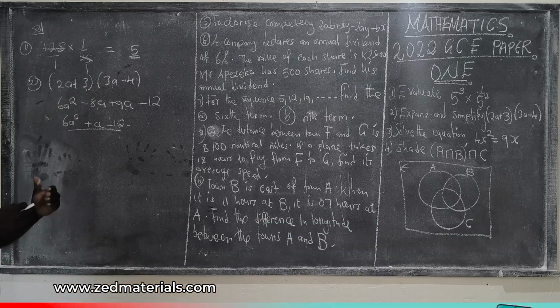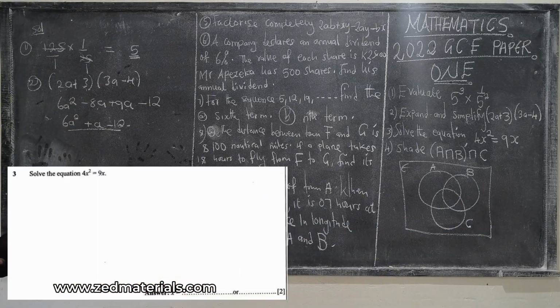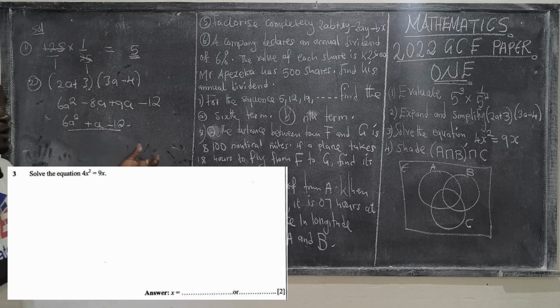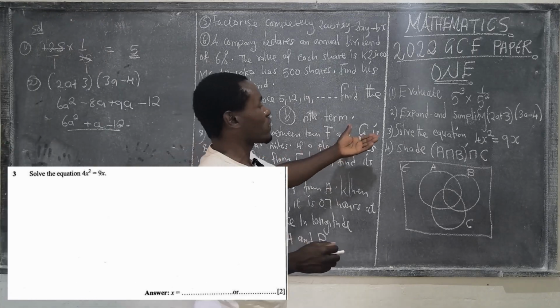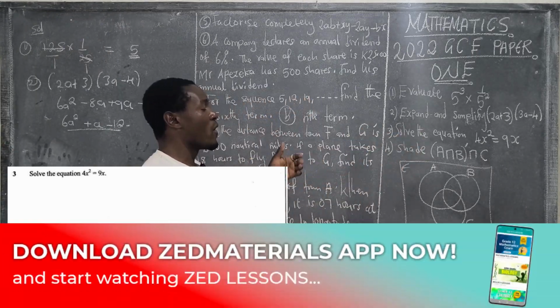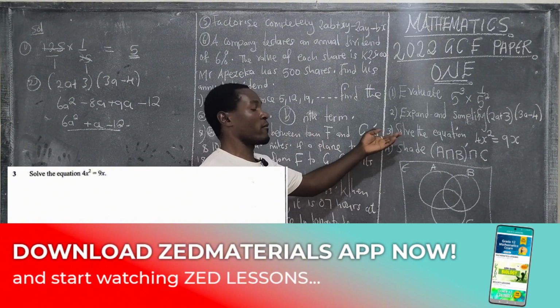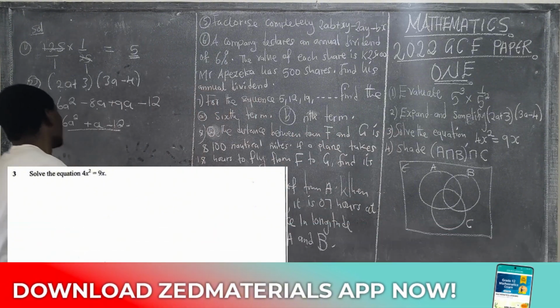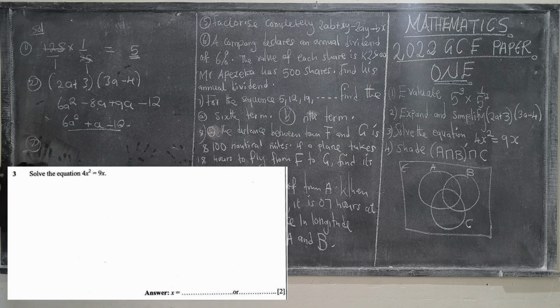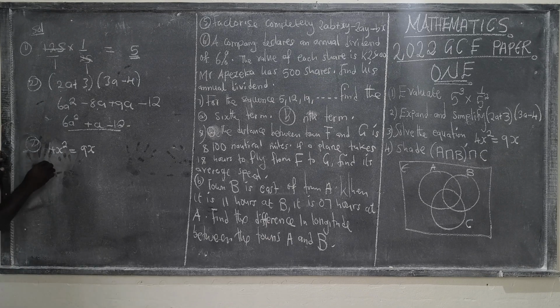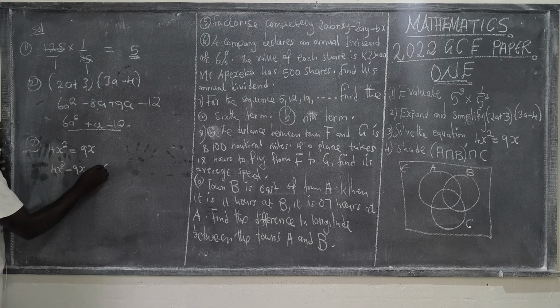We move on to the third question. Solve the equation. So under which topic does this question come from? When you go to the Z material app, we explained on quadratic equations. This is where the question is coming from. So you have number 3, which is 4x squared is equal to 9x. So what are we going to do? Just group them. You have 4x squared minus 9x is equal to 0.